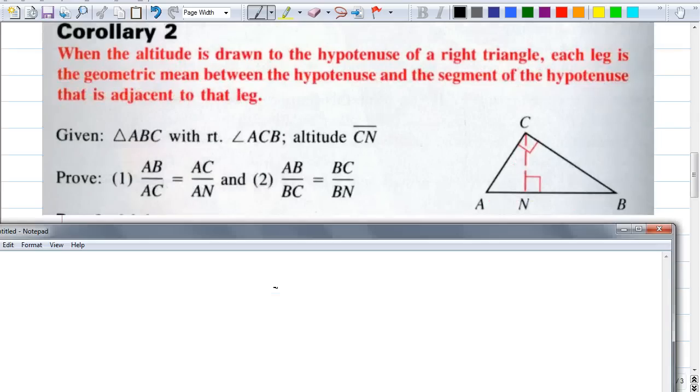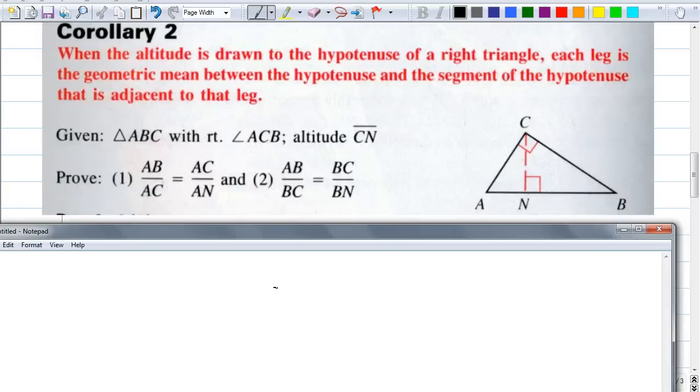Okay, here we go. This one is very similar to the one before, but a little bit different. It looks kind of hard, but it's not really. Who would like to read this for us? How about Youngwoo? When the altitude is drawn to the hypotenuse of a right triangle, each leg is the geometric mean between the hypotenuse and the segment of the hypotenuse that is adjacent to the leg. All three of these start the same way. What does that mean?